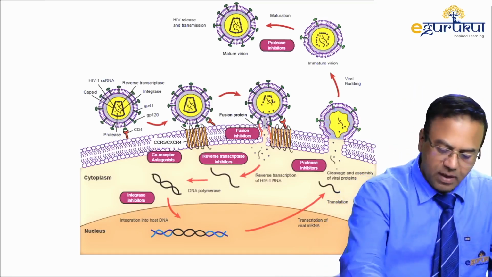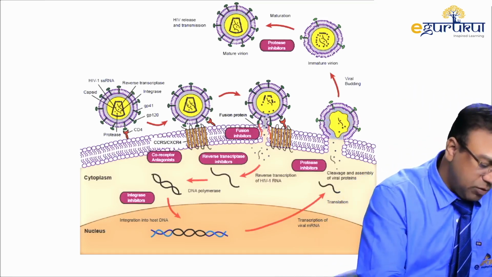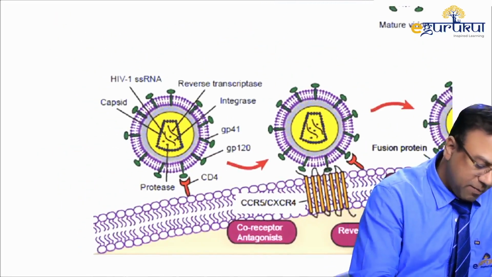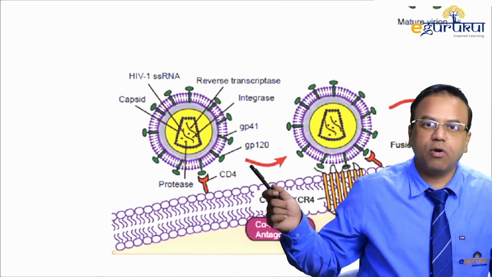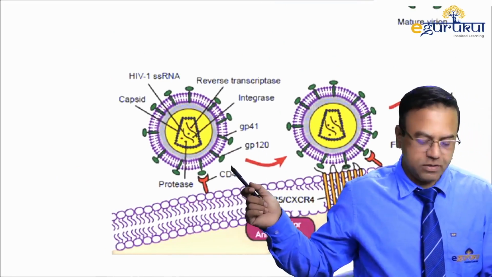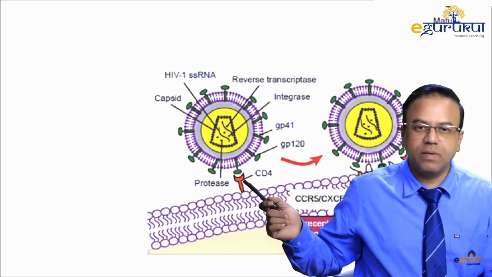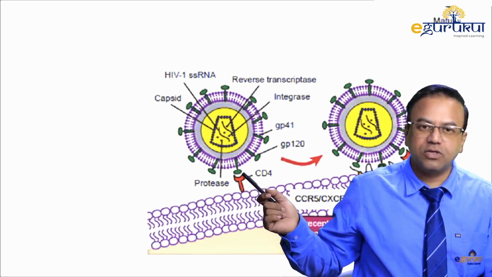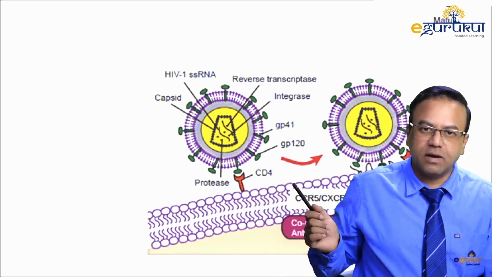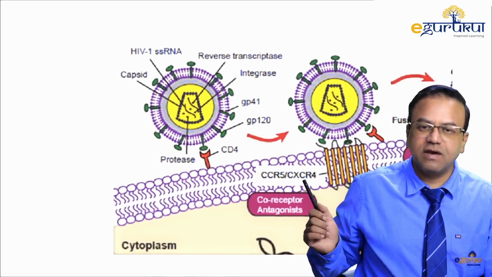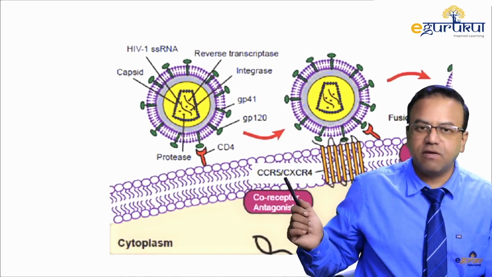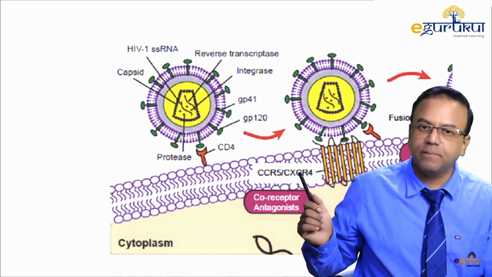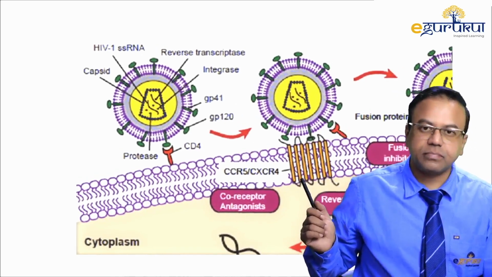If you look at the image, you can make out that, as I told you, this is basically the spike protein, GP120, which has a very important role in attaching to the CD4 receptor. You can see here the GP120 is able to attach to the CD4. This, in addition, needs to activate a co-receptor, and this co-receptor you can see is the CCR5 or the CXCR4. The CCR5, as I told you, is predominantly located on the macrophages. The CXCR4 is predominantly present on the T helper cells.